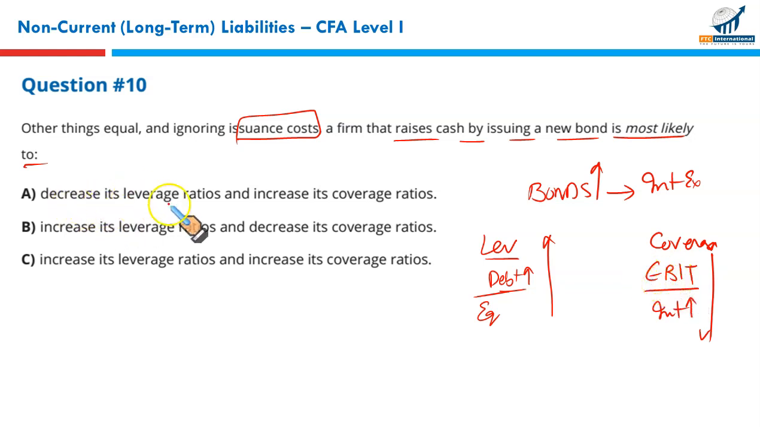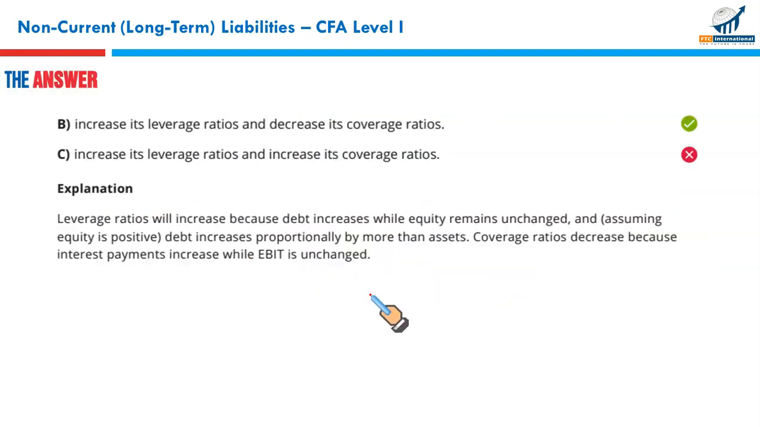Let's see. Decrease the leverage? No. Leverage goes up, so wrong. And increase the coverage ratio? No. Coverage falls. A is incorrect. Let's see B. Increase its leverage? Yes. Decrease its coverage ratio? Yes, that's true. Correct. Without any doubt, we know B is the right answer. Let's see C. Increase its leverage? This part is correct. Increase its coverage? No. Coverage is falling. So for this reason, C is rejected as well. So B is the right answer. Alright, next.